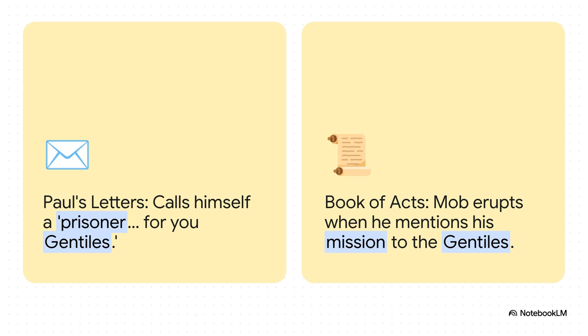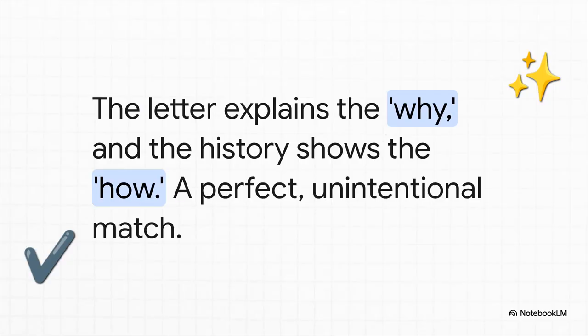But then you flip over to the book of Acts, and you get this street-level view of what actually happened. A mob in Jerusalem erupts in fury the very moment he mentions that specific mission to them. You see how that works? The letter gives you the why, the big picture reason. And the history in Acts shows you the how, the actual event that landed him in chains. A forger would never create such a nuanced connection. They just make the stories match word for word. This is what truth looks like. Different perspectives on the same reality, fitting together perfectly without even trying.